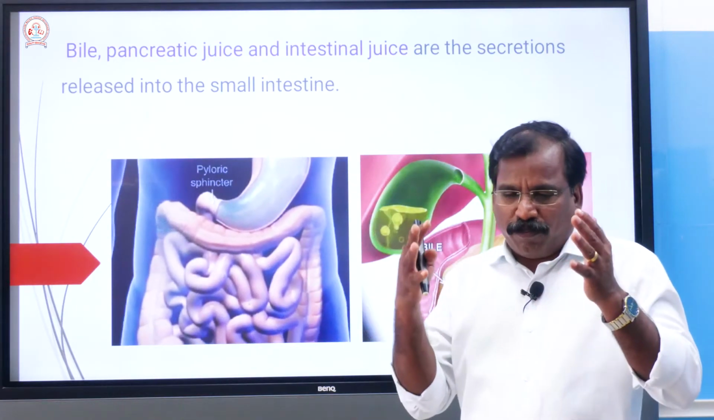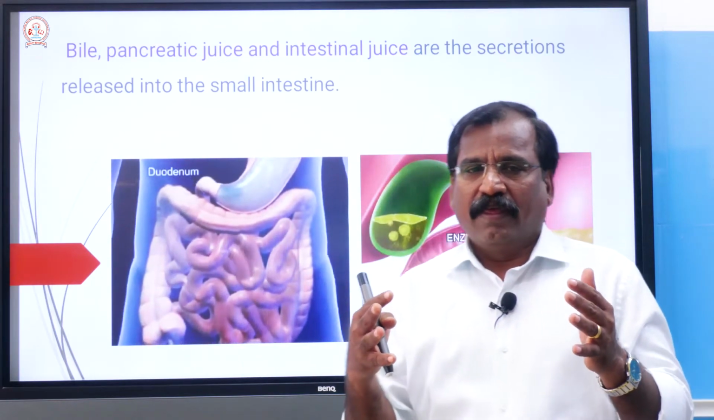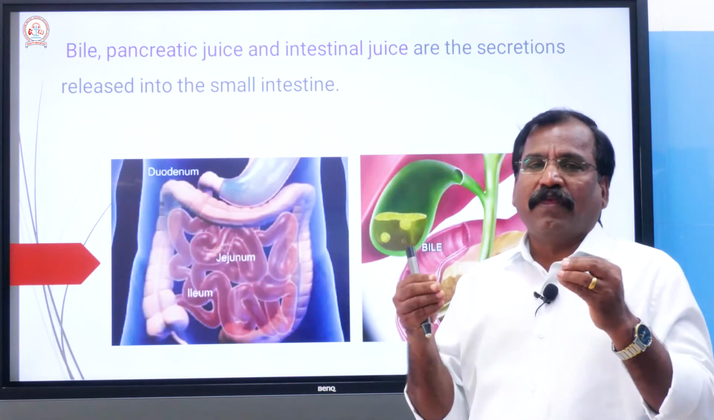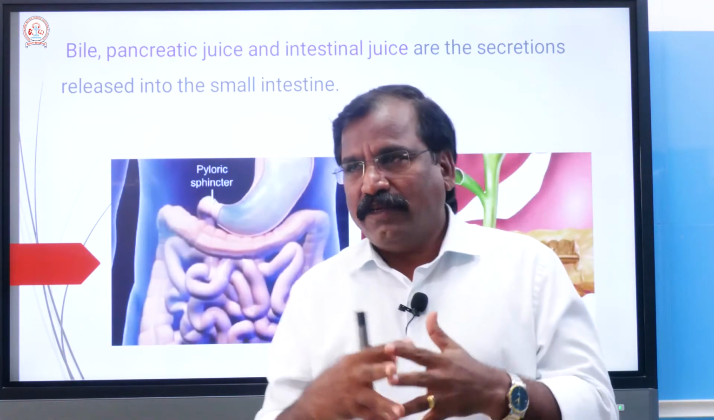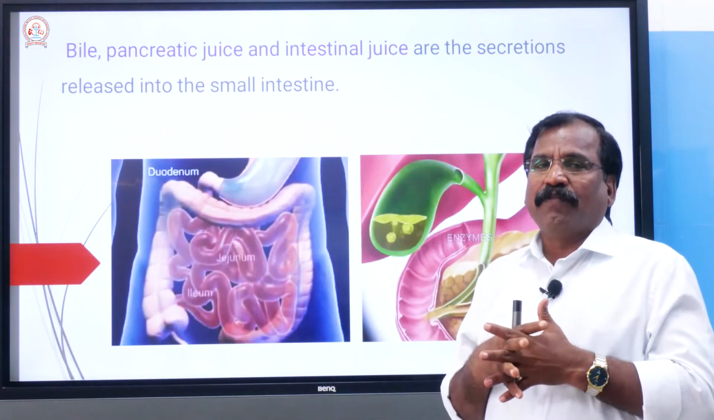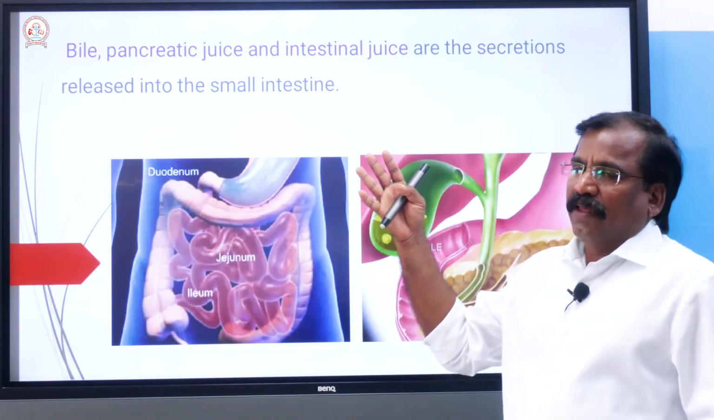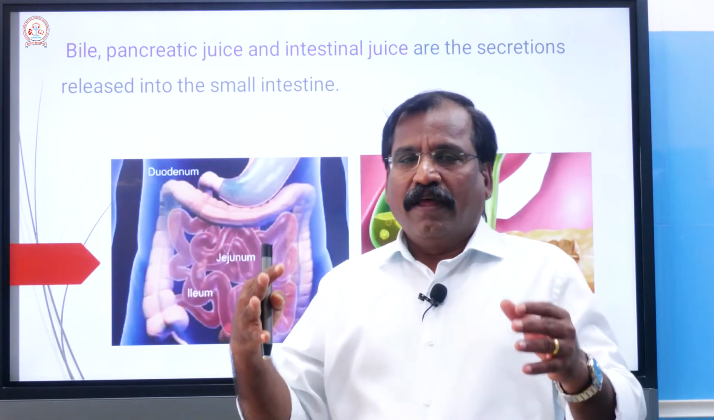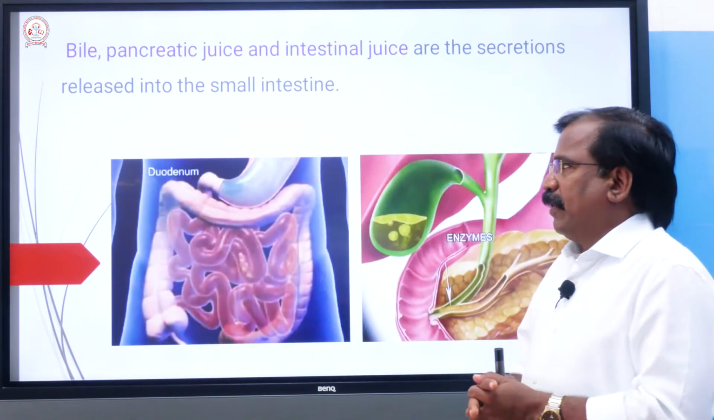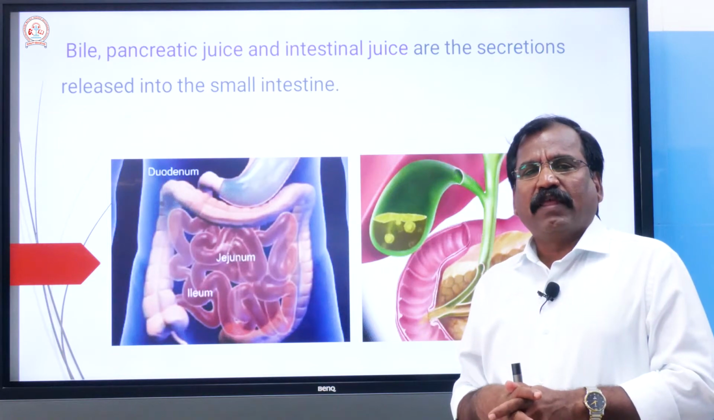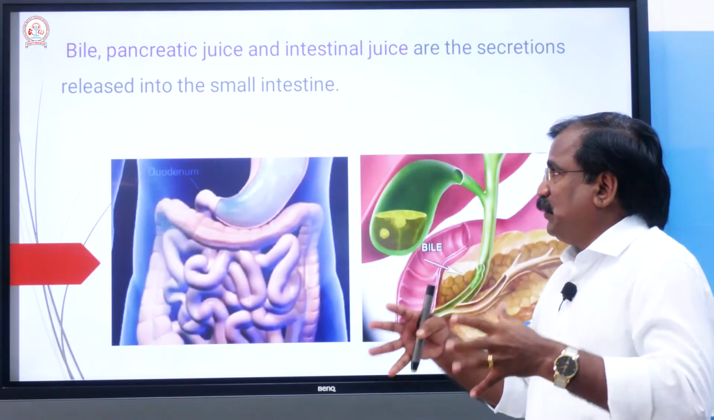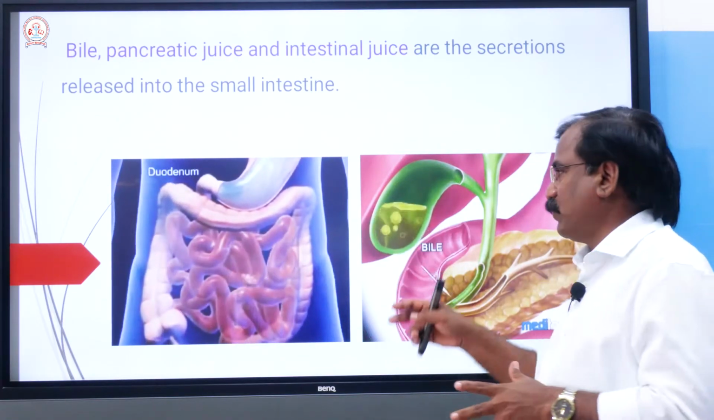Here the food is digested by the major glands, namely the liver, pancreas and intestinal juices. The secretions of all these glands act upon the food. So 100% of the digestion takes place in the small intestine.